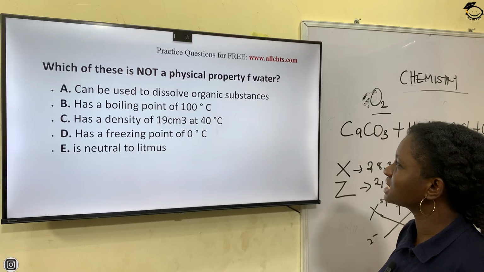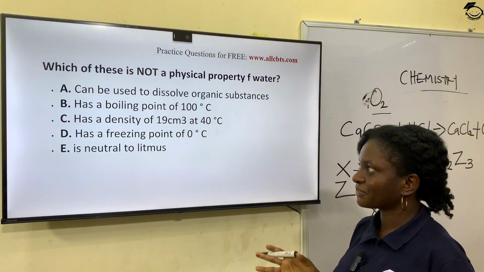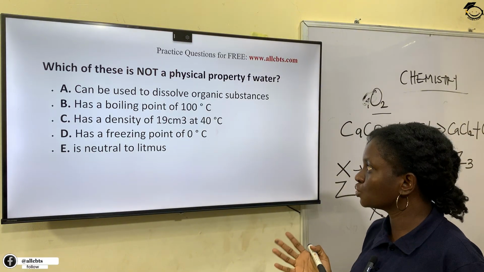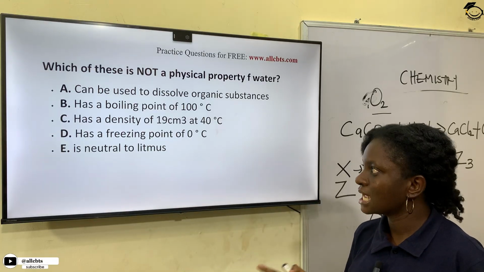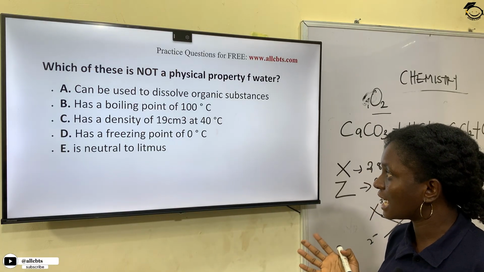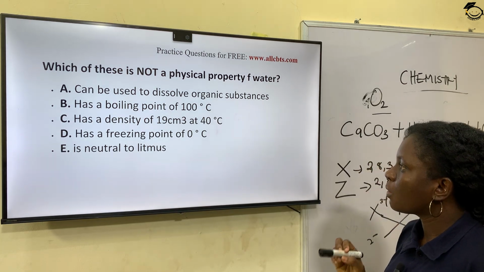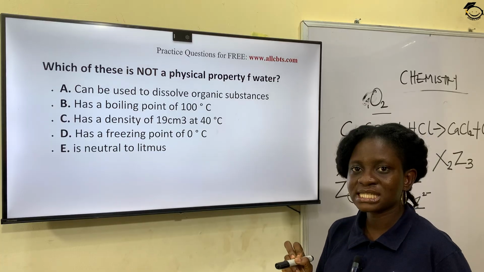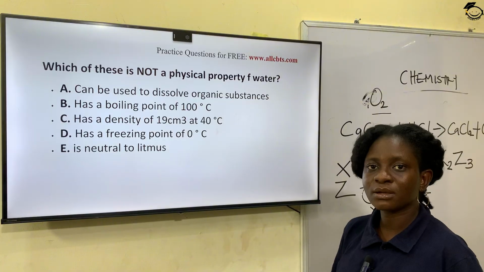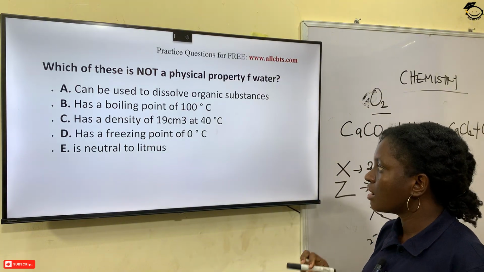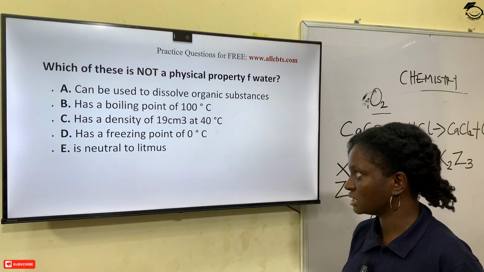Which of these is not a physical property of water? A, can be used to dissolve organic substances. B, water has a boiling point of 100 degrees Celsius. C, water has a density of 1 g/cm³ at 4 degrees Celsius. D, water has a freezing point of 0 degrees Celsius. And E, neutral to litmus.